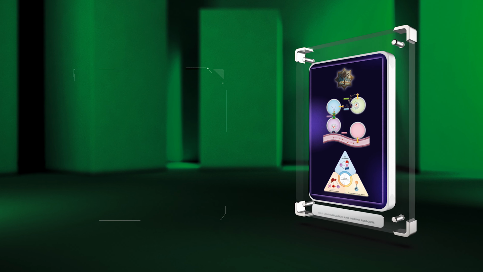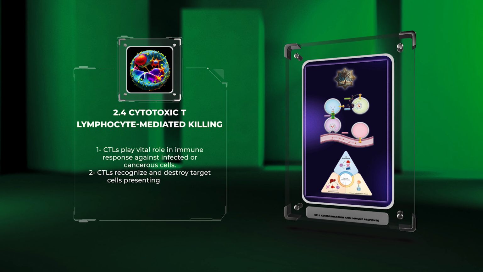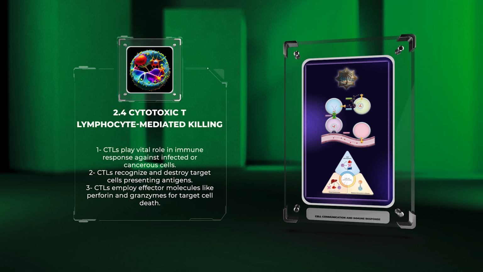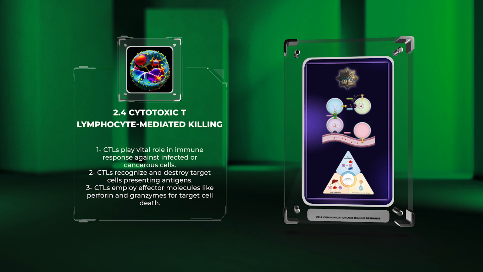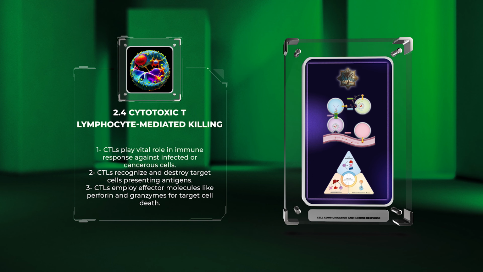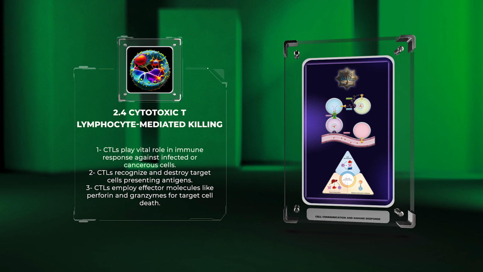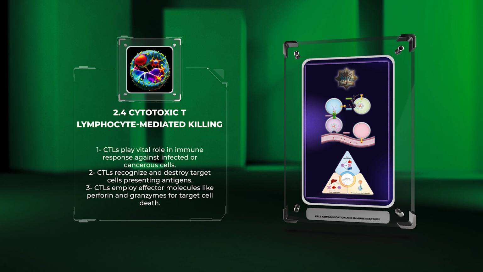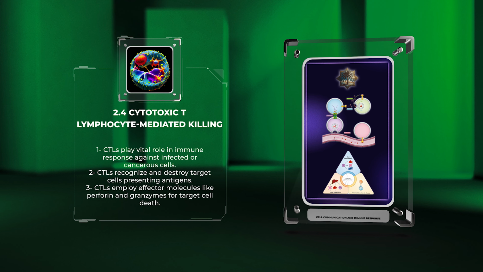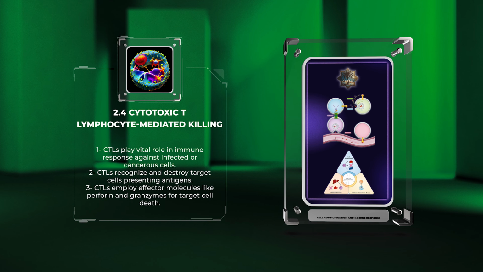Cytotoxic T lymphocytes, CTLs, play a vital role in the immune response against infected or cancerous cells. These specialized immune cells can recognize and destroy target cells presenting antigens on their surface. CTLs employ a unique arsenal of effector molecules, such as perforin and granzymes, to induce target cell death, ensuring the elimination of harmful cells and maintaining immune surveillance.